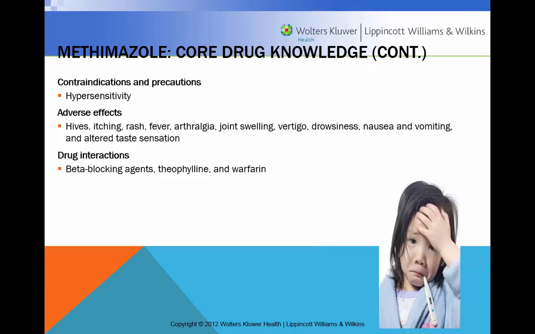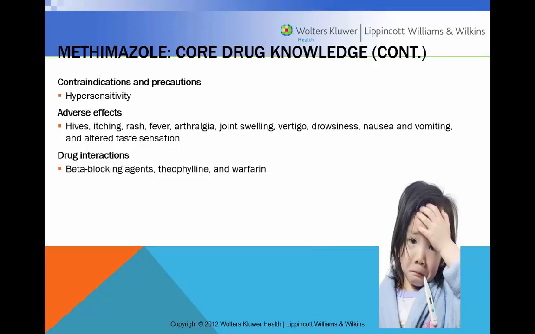It is a pregnancy category D drug, D as in dog, and is contraindicated during pregnancy and nursing because the drug does cross the placenta and is excreted in the breast milk. Adverse effects: hives, itching, rash, fever, arthralgia, joint swelling, vertigo, drowsiness, nausea and vomiting, and an altered taste sensation. Those are all covered in your book as well.